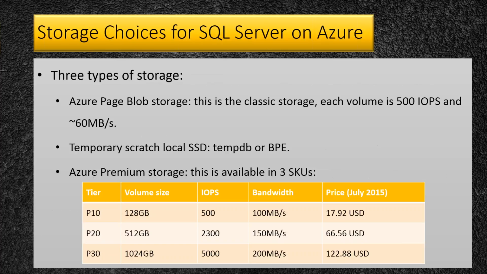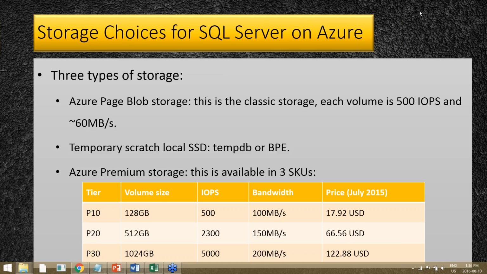Okay. All right, so let's go into the storage choices for SQL Server on Azure. First one is the classic storage, basically the original blob storage. When Azure first introduced infrastructure as a service VMs, this is the storage they offered. So you could create page blob storage, and each volume provides 500 IOPS and about 60 megabytes per second.